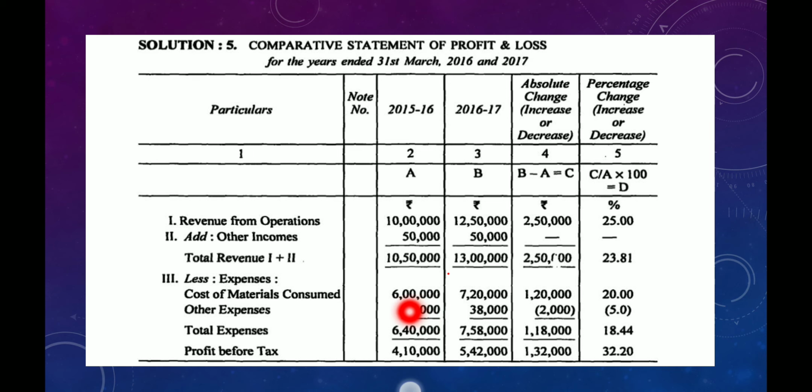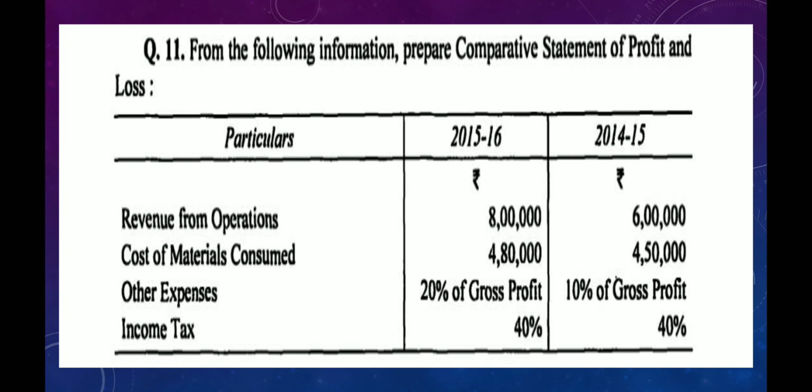And profit before tax, how is it found out? 10,50,000 less 6,50,000, and 13 lakh less 7,58,000, and after that these figures give the profit before tax. Okay, quite easy, you can easily solve them.